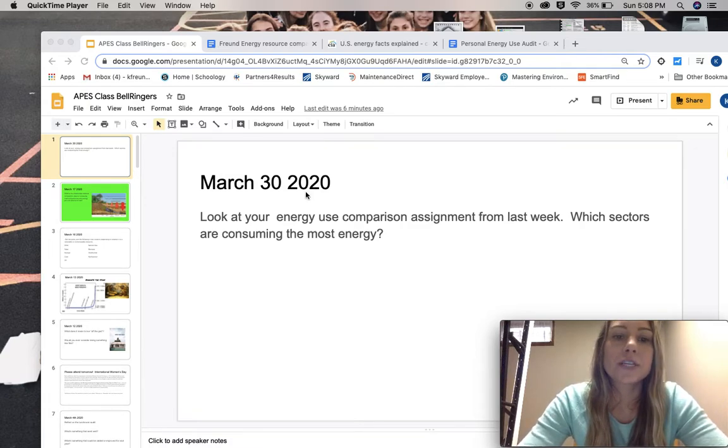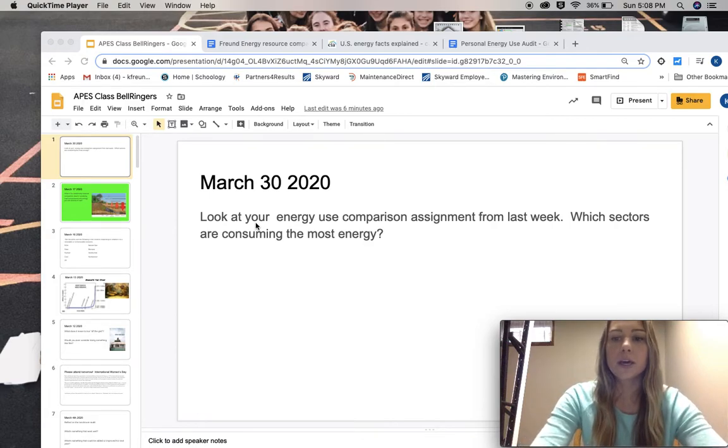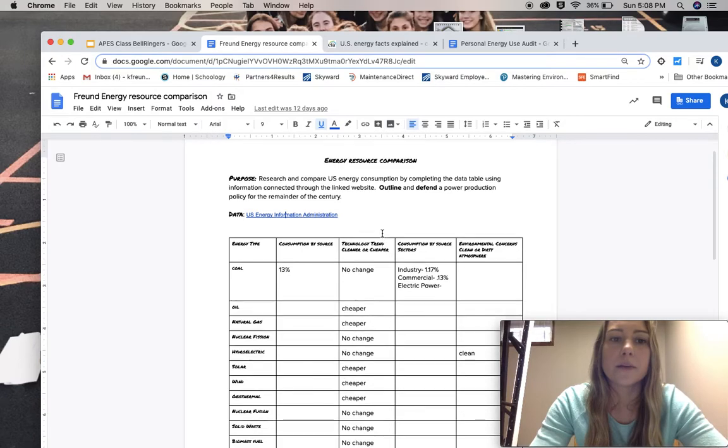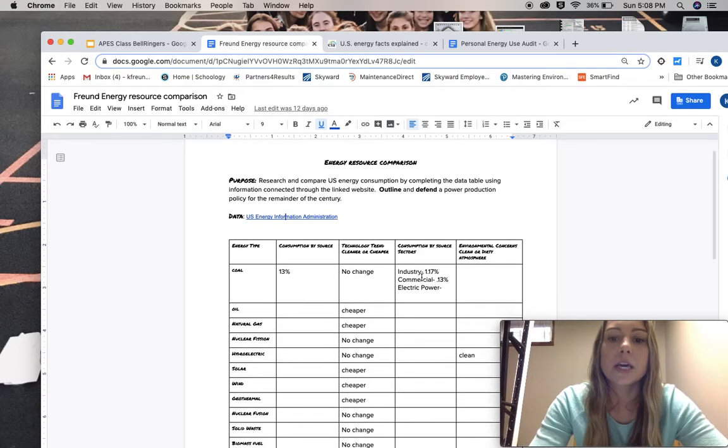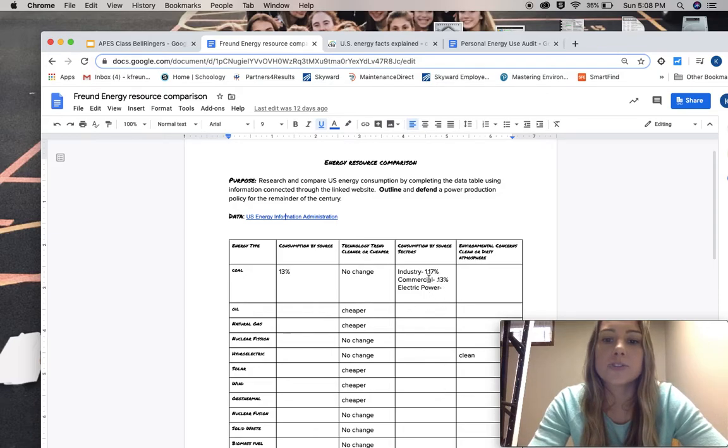And our question is: look at your energy use comparison assignment from last week. Which sectors are consuming the most energy? So, where is all that energy going? This was our resource comparison worksheet. Take a look at these percentages here, consumption by source sector, and figure out where most of it is going, right? Where do we have the greatest percentages here?